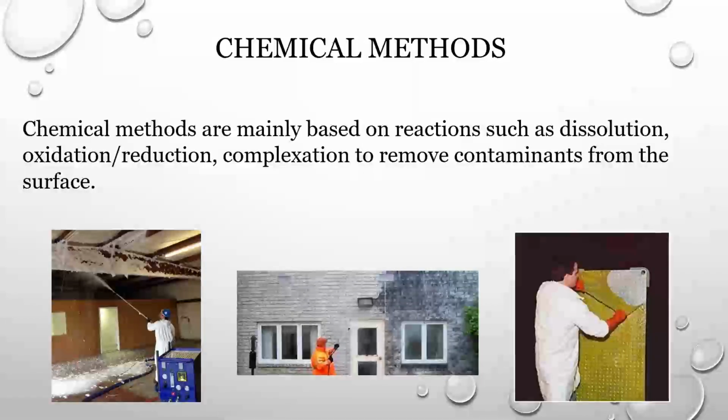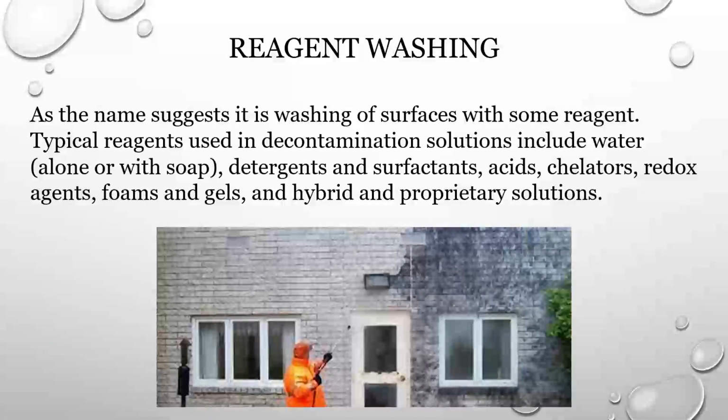And chemical methods. Chemical methods are mainly based on reactions such as dissolution, oxidation, complexation, and others to remove contaminants from the surface. And the first method is reagent washing. As the name suggests, it is washing of surfaces with some reagent. Typical reagents used in decontamination solutions include water alone or with soap, detergents and surfactants, acids, chelators, redox agents, foams and gels, and hybrid and proprietary solutions.